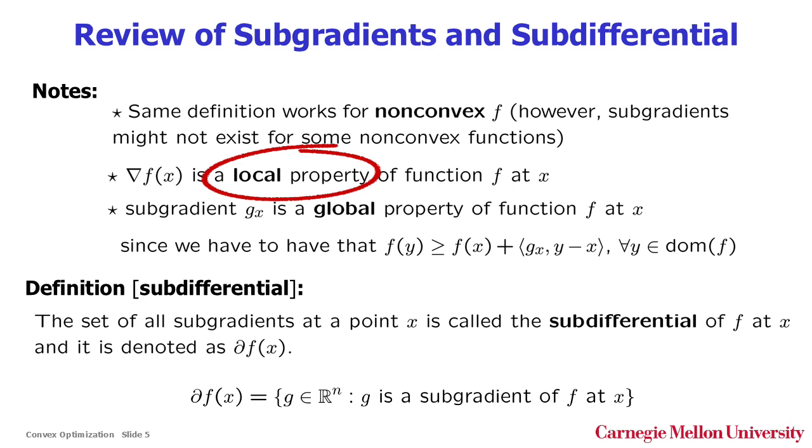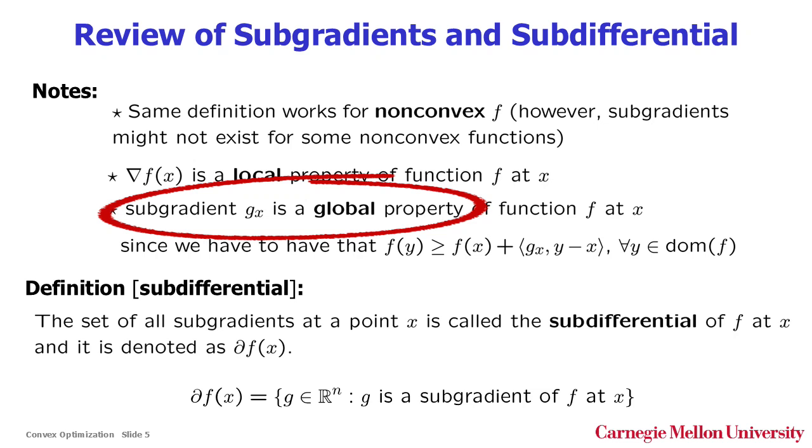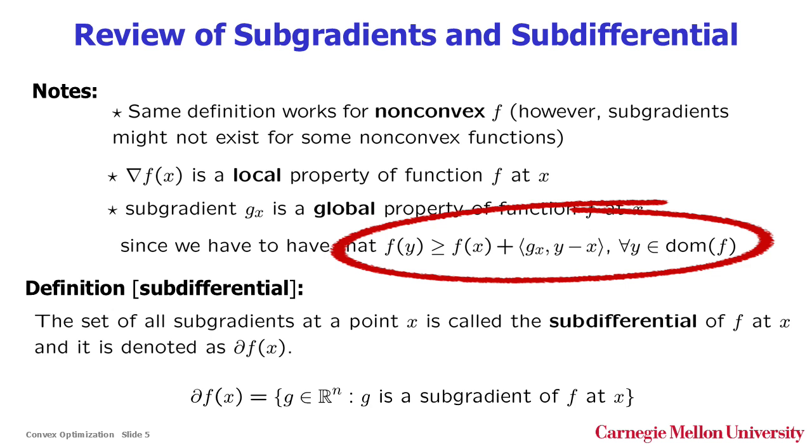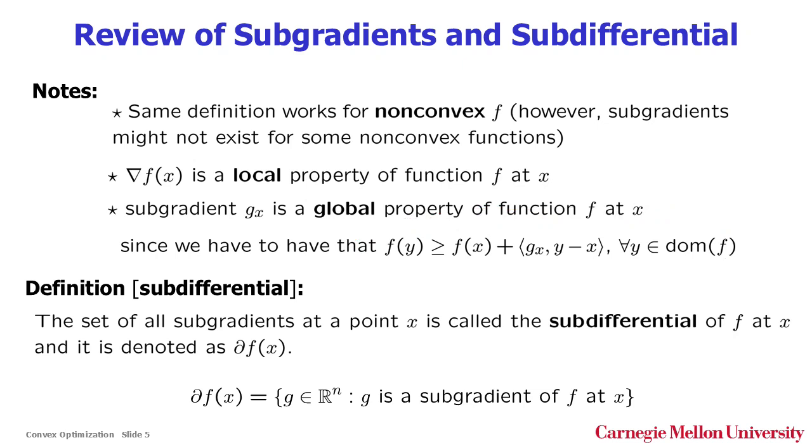The gradient is a local property of function f at x, meaning that we can calculate the gradient of a differentiable function, even if it's non-convex, just from the function values in a small neighborhood of x. However, the subgradient g_x is a global property of function f, meaning that we require this inequality for all y in the domain of f. And when f is not convex, then it's not enough to consider the function values only in a small neighborhood of x. As we discussed before, at any point x, there could be many subgradients of function f.